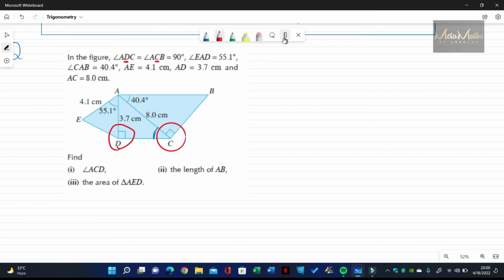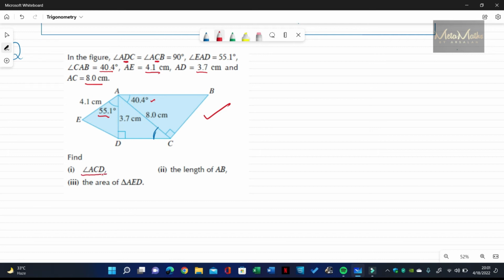Similarly, angle AED is given equal to 55.1. It is also given in the diagram, 55.1. Angle CAB is 40.4, you can see on the diagram as well. AE side is 4.1, AD side is 3.7, and AC side is 8 centimeters, right? So all the values, all the figures you can see on the diagram. The diagram is fully prepared. The first thing you need to find is angle ACD.